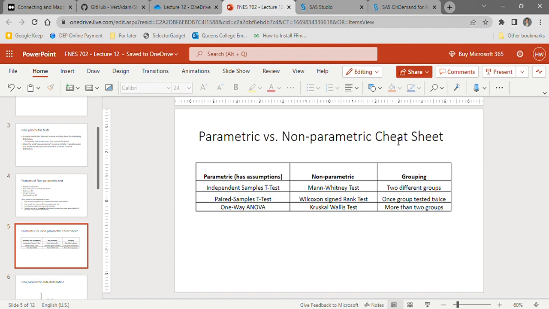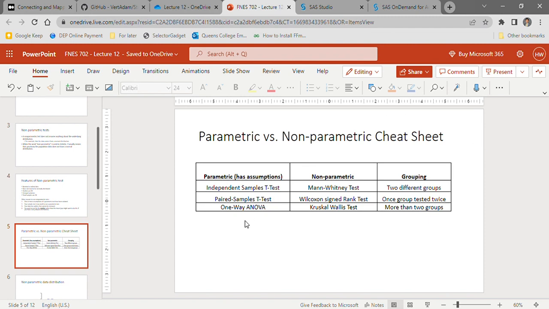And we're going to jump over to this last column right over here. When you have two different groups and you want to compare, then you would use an independent t-test. When you have one group that's tested twice, you'd want to use a paired t-test. The pre-post, you'd want to use a paired t-test. And then when you have more than two groups, you want to use the ANOVA.